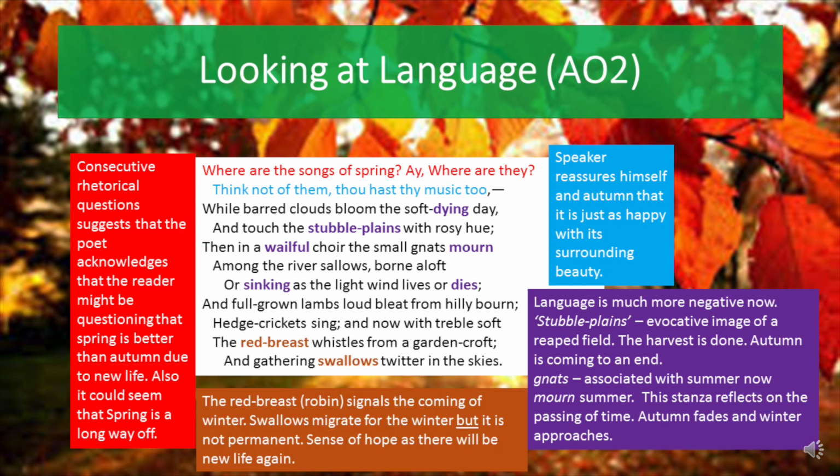Okay, so he mentions about the redbreast, which is the robin, and that signals the coming of winter, because we do tend to see robins in the winter. They do tend to be a bird that we do see in winter. I know we do see them the rest of the year, but also swallows as well. So swallows migrate for the winter, but it's not permanent. So the time of writing this, by the way, it is summertime, and you will just start to see the swallows coming back because it's getting warmer. So he almost puts that sense of hope in that, yes, winter is coming, but it's not permanent because swallows do come back. They do come back when the warmer days are here. So there will be new life again. It isn't just all doom and gloom.